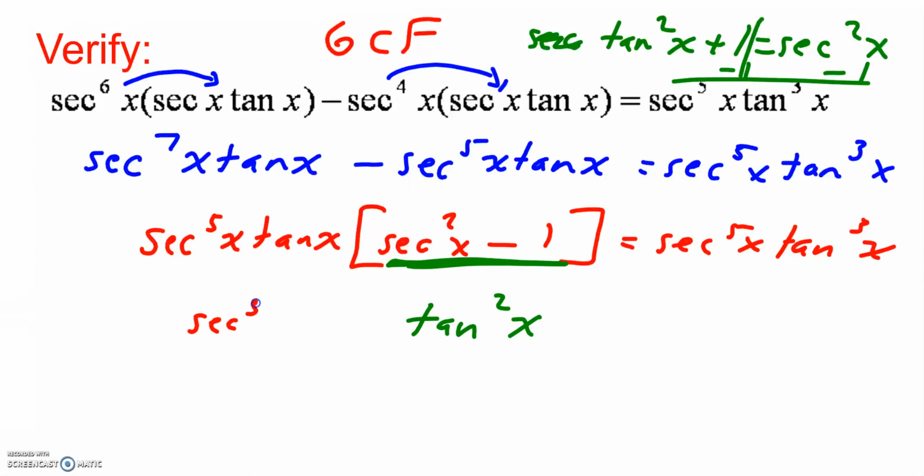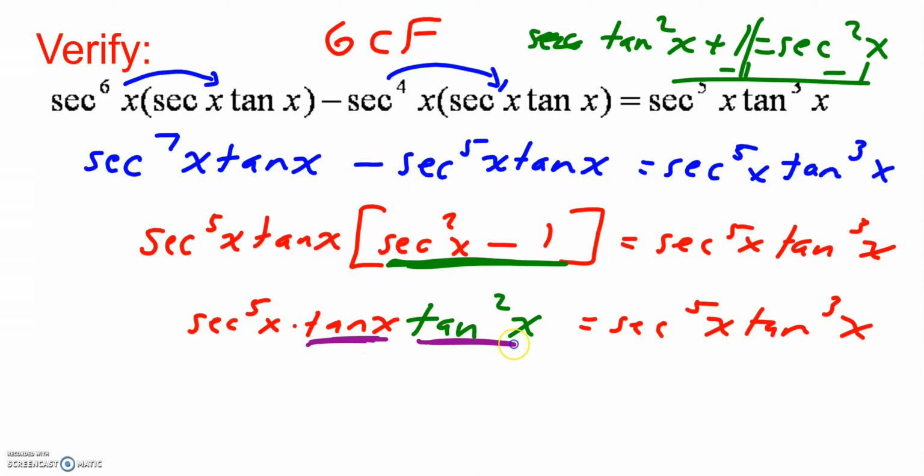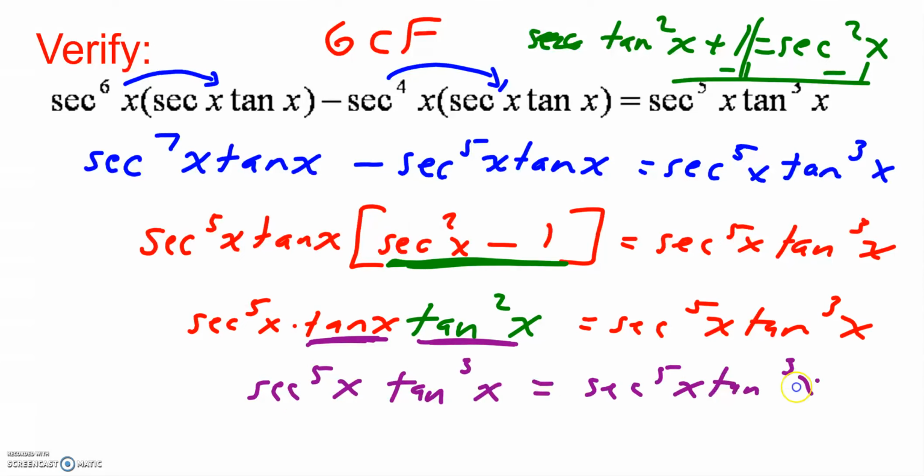And I still have the secant to the fifth, and I have the tangent of x here, and I hope that I'm getting closer to this untouched side. Good news, I have 1 tangent here and 2 here. That means that I have tangent to the third, or 3 tangents, and I have secant to the fifth. I now have that this side equals this side exactly. So check, I have verified the identity. So greatest common factors are extremely useful sometimes. So when in doubt, take it out.